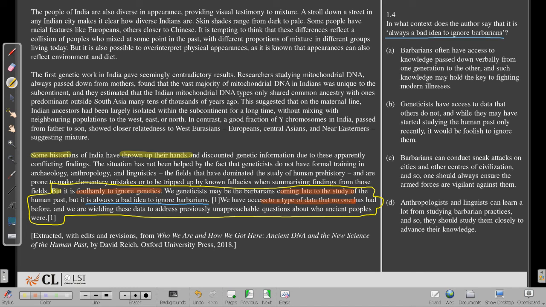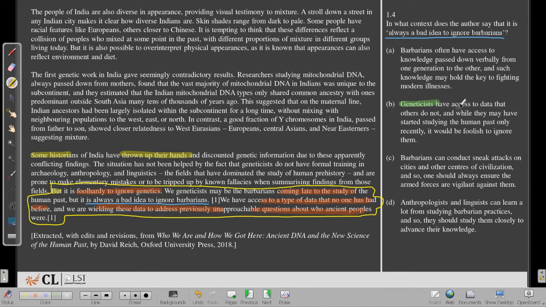We have access to a type of data that no one else had before. We are wielding the data to approach previously unobtainable questions. It is in that context they brought in barbarians. So let's look at the only answer choice which talks about geneticists, which is answer choice number B, right? Only one. The rest is a whole different context of the discussion.